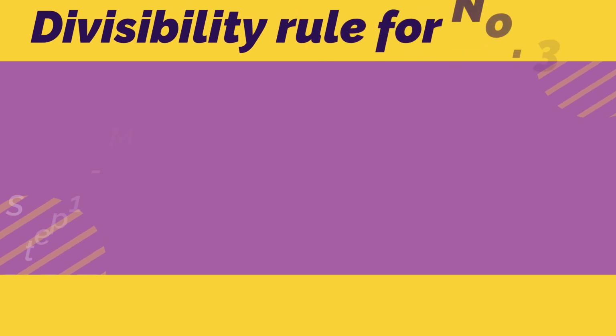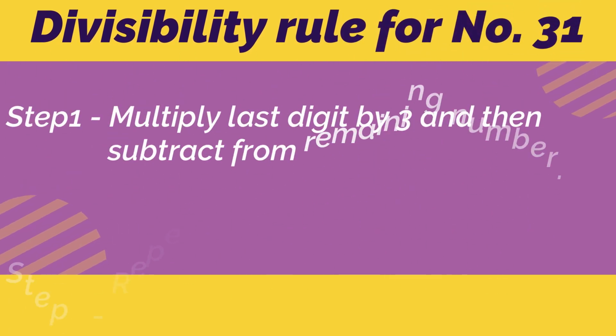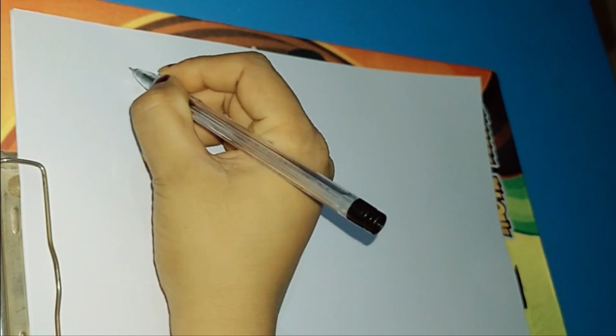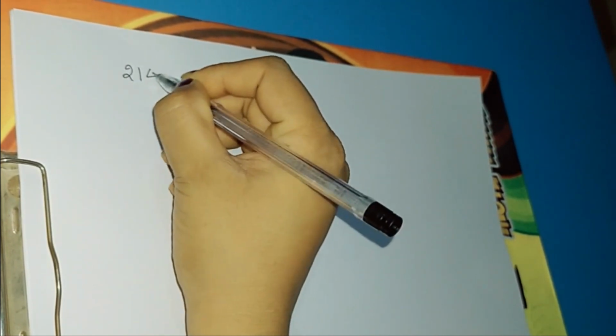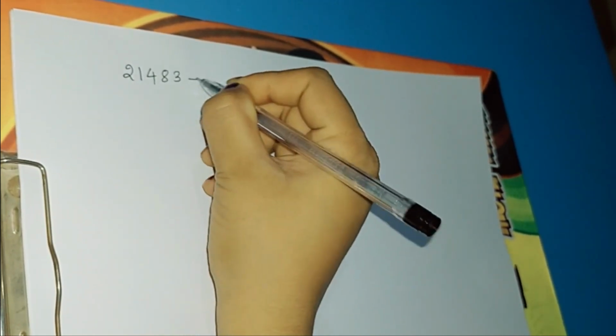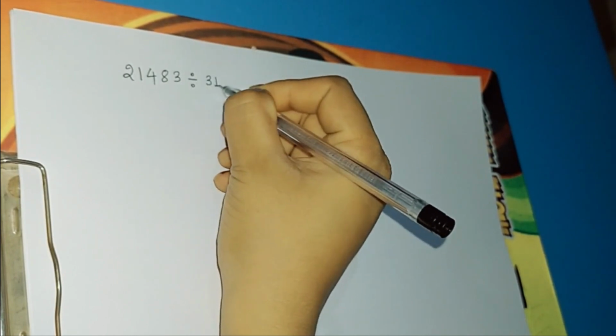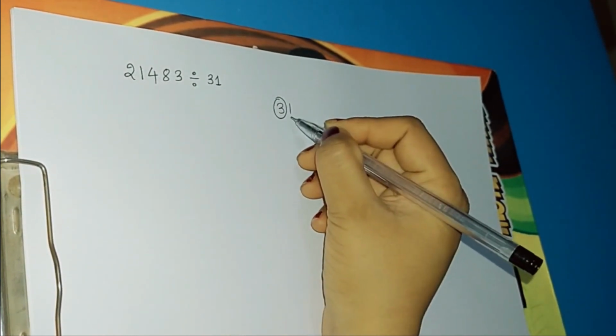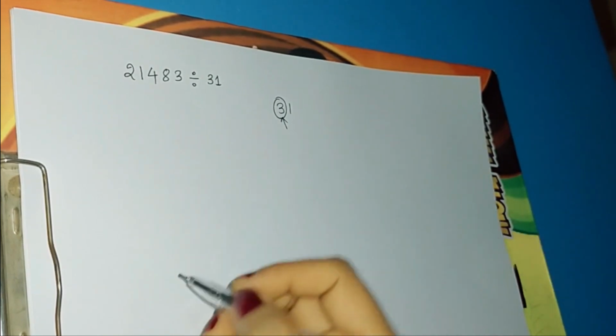The divisibility rule for number 31 contains two steps. Step 1: Multiply the last digit by 3 and then subtract it from the remaining number. Step 2: Repeat step 1 till we get 0. Let's take 21,483 and check whether it is divisible by 31 or not. This 3 is very important in 31. We need to keep in mind this 3.